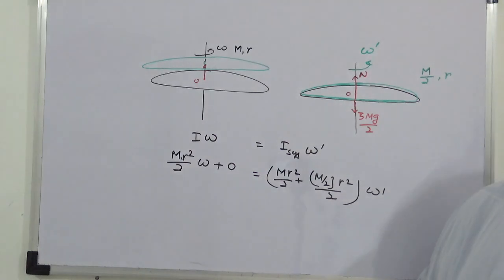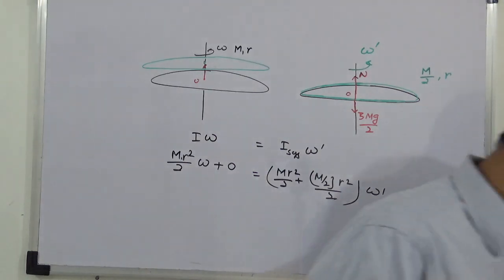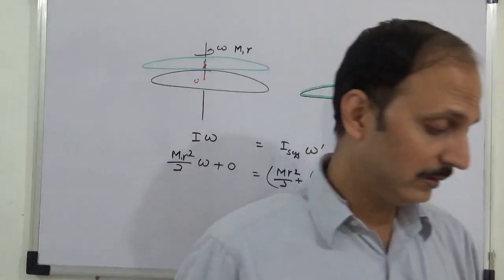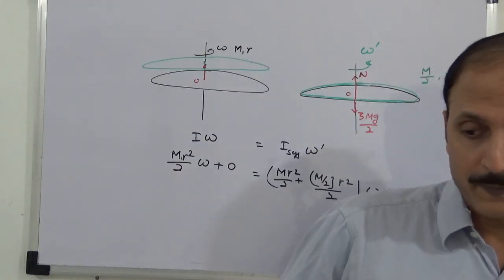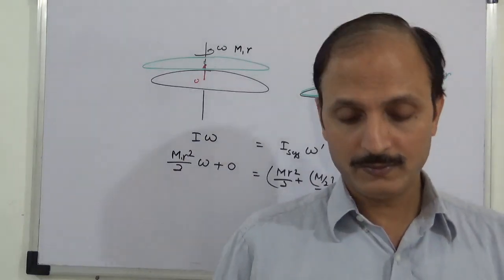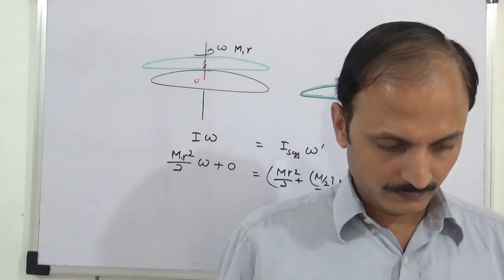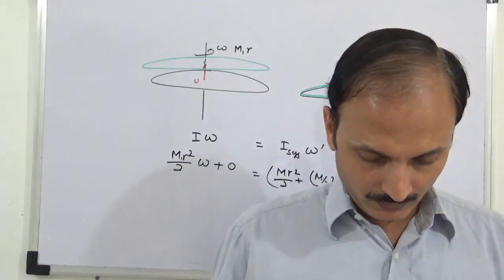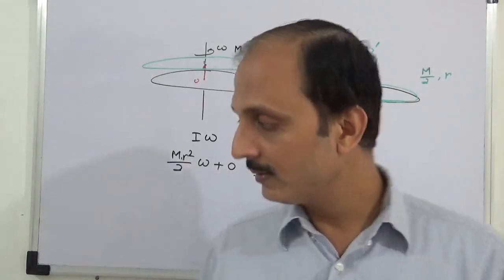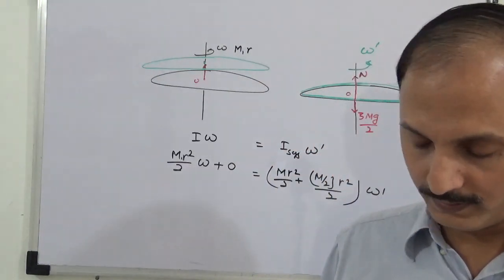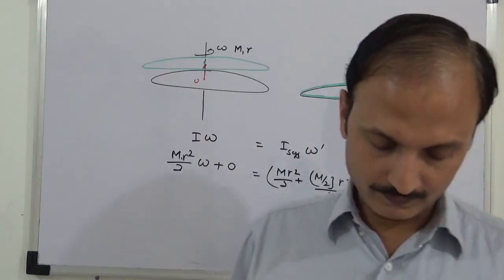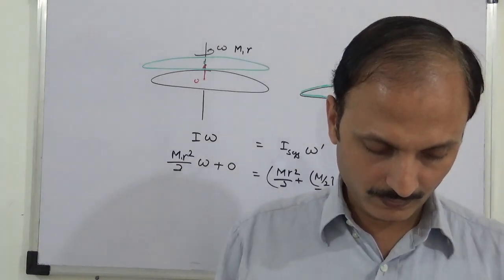Just look at the question, and then that will make it more clear. That will be more important for you. Okay. So it comes 2 by 3 omega. This answer will be 2 by 3 omega.